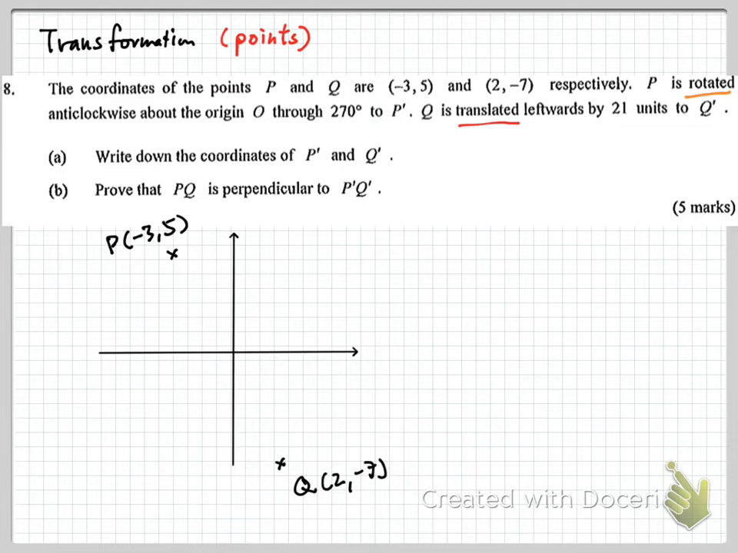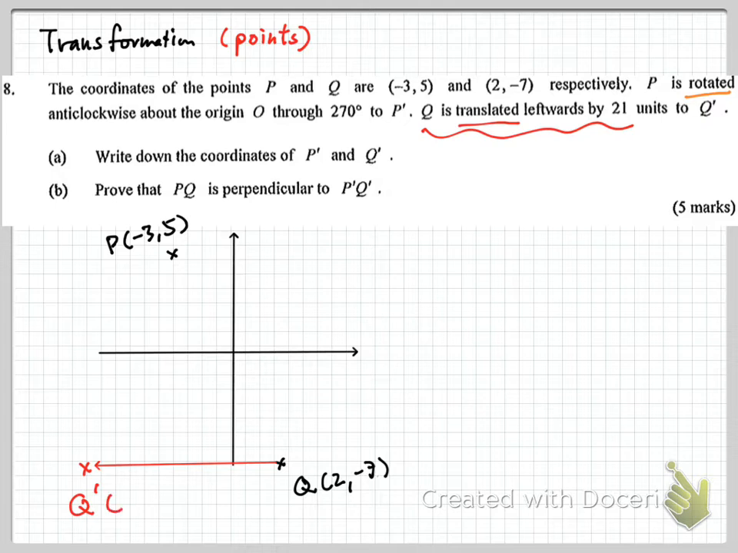It's important that you put them in the proper position. You don't have to be exact. You don't need a piece of graph paper to do that. But it helps to put them in the right quadrant at least, or the relative position. Alright, so point Q is easier. Point Q is translated to the left by 21 units to Q prime. So point Q is translated to the left-hand side by 21 units all the way up to here. So this is Q prime.